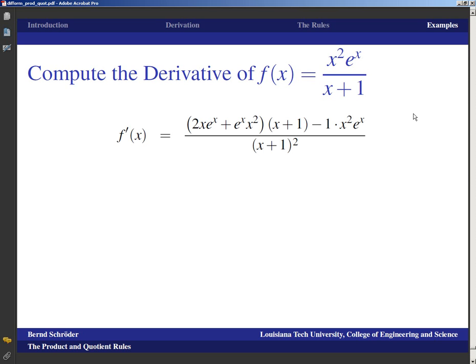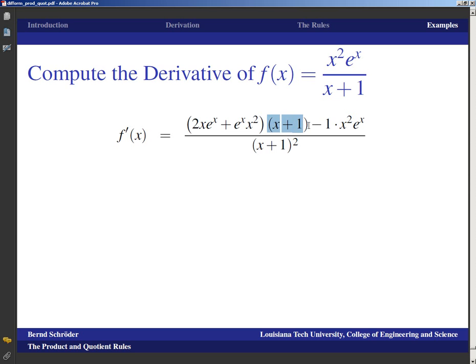So the derivative here is computed with the quotient rule, and within the quotient rule, the derivative of the numerator is computed with the product rule. The derivative of x squared e to the x is 2x, the derivative of the first factor, times e to the x, the second factor, plus e to the x, the derivative of the second factor, times x squared, the first factor. Let's do that again. The derivative of the first factor is 2x, the second factor is e to the x, the derivative of the second factor is e to the x also, and the first factor is x squared. So that's the derivative of the numerator.